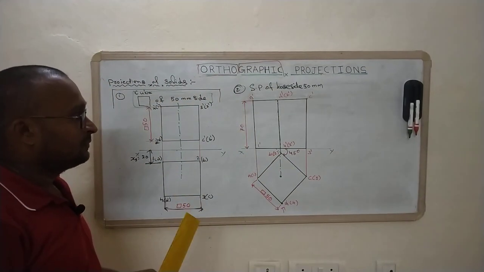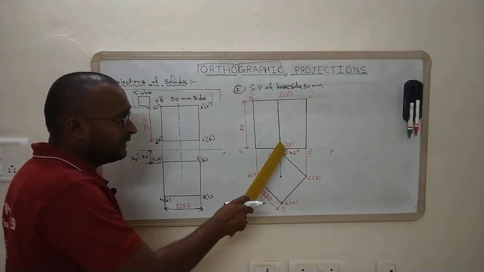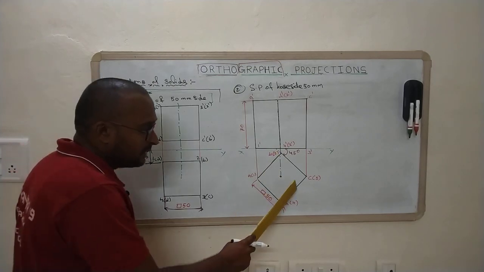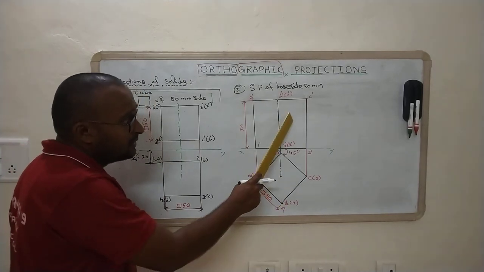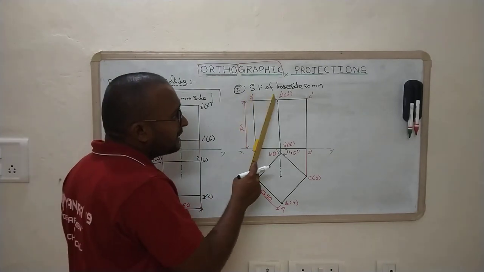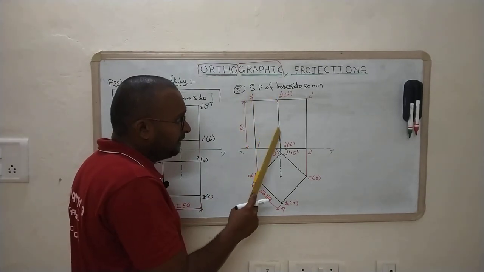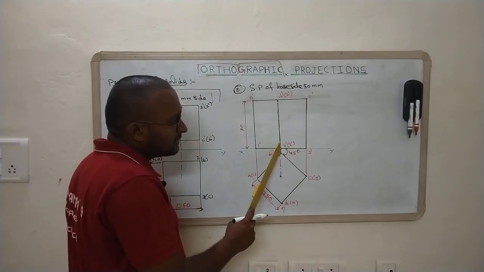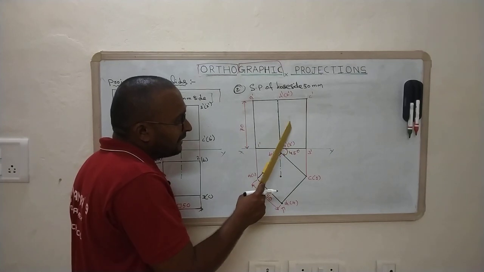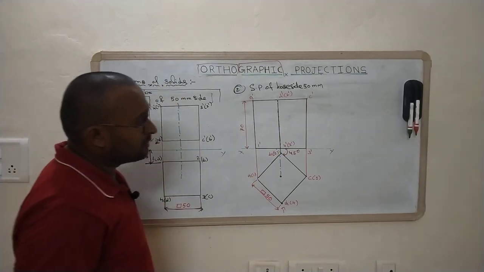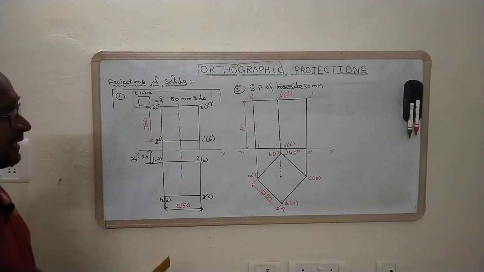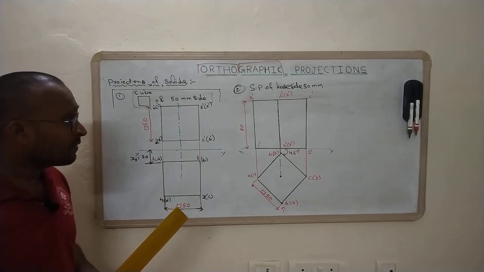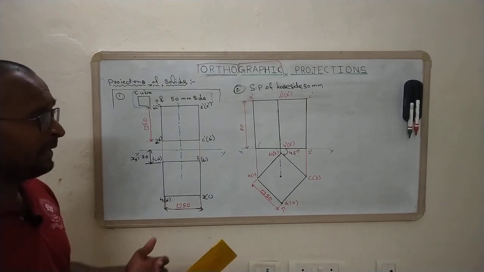So this is the way we need to represent the square prism when it is resting with its base on HP and equally inclined. All the rectangular surfaces are equally inclined, so these two surfaces are going to be visible: the 1 dash, A dash, D dash, 4 dash surface, and then the D dash, C dash, 3 dash, 4 dash surface will be completely visible. Clear? So this is the simple position of the solid with respect to the VP and HP.